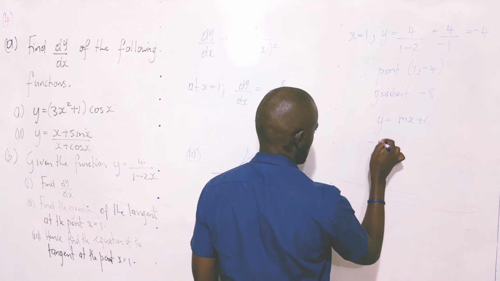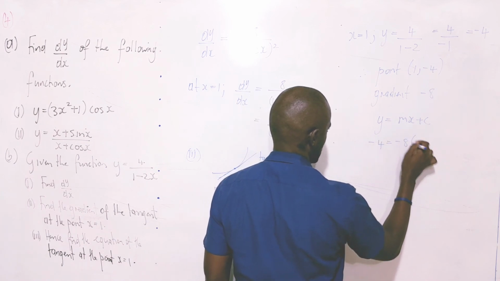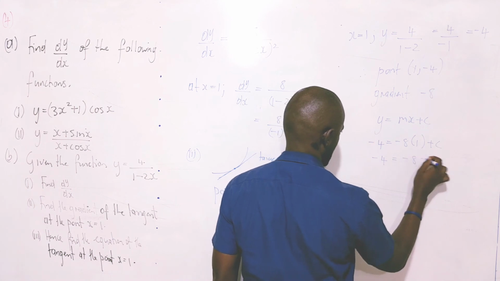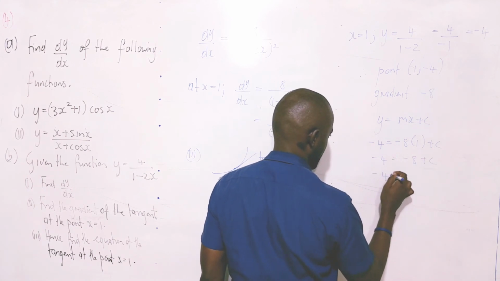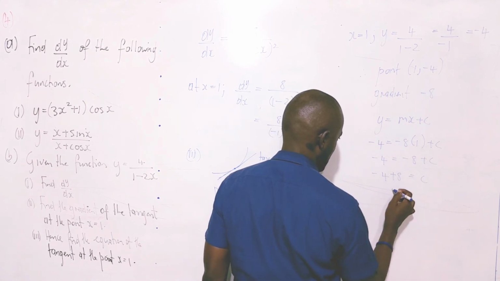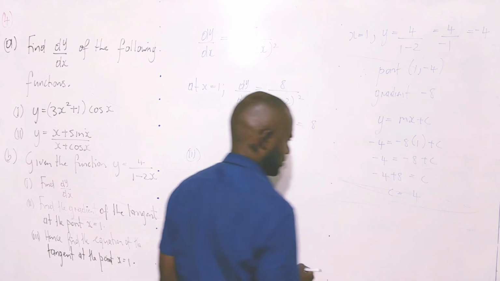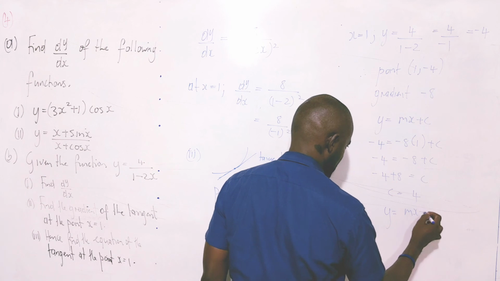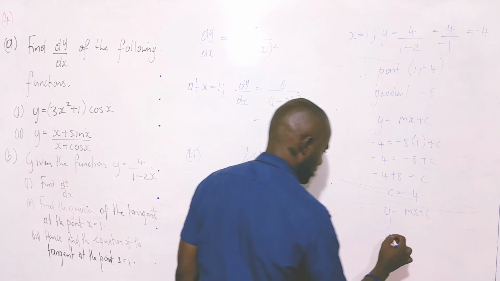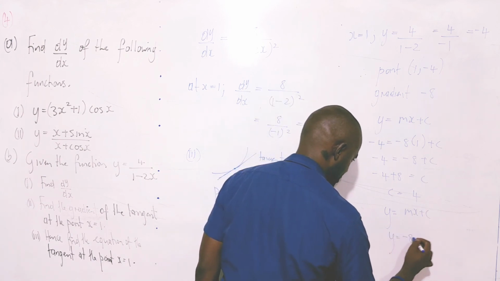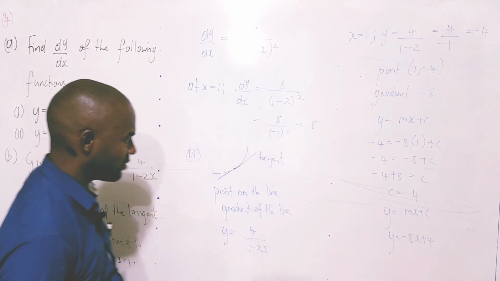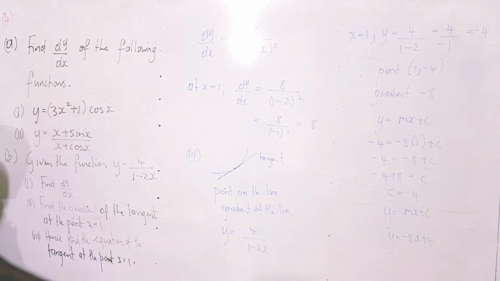So we have minus 4 is equal to minus 8 times 1 plus c. Minus 4 is equal to minus 8 plus c. So minus 4 plus 8 is equal to c, and so c is equal to 4. And therefore, y is equal to mx plus c, and the equation is y is equal to minus 8x plus 4. And that is the equation of the tangent to this particular curve at the point where x equals 1.